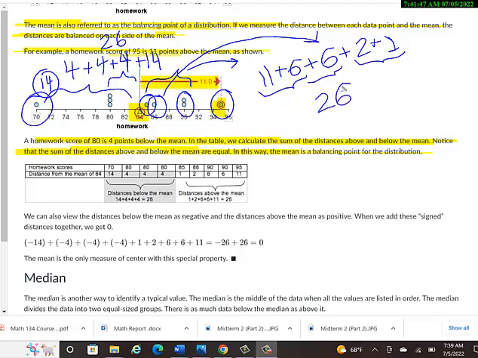So if you add up all the distances of those values that were smaller than the mean, and then you add up all the distances of those values that were larger, you get the same. So it is kind of a balancing point, I guess. Imagine scales. You kind of balanced all the values perfectly, sort of.